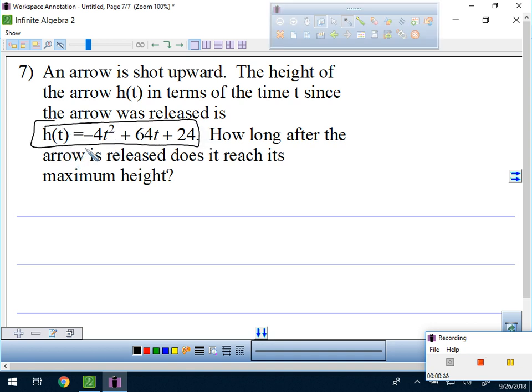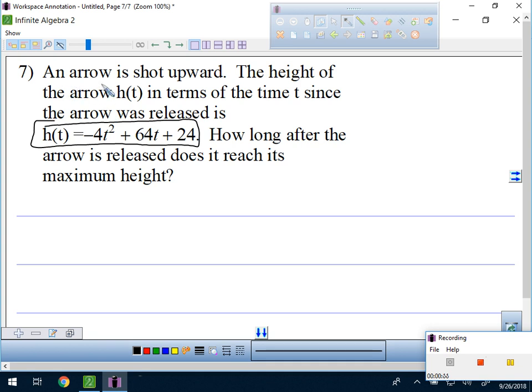Write down h of t equals negative 4t squared plus 64t plus 24. While you're writing that down, just a quick review. I know that this is a quadratic because of the degree of 2. Remember, anytime you have a power, an exponent of 2, that's my hint that it's a quadratic. So I know I'm going to have to work with this quadratic.